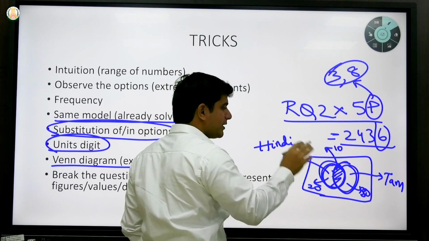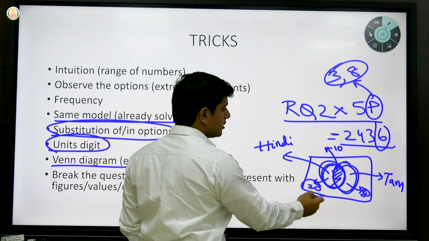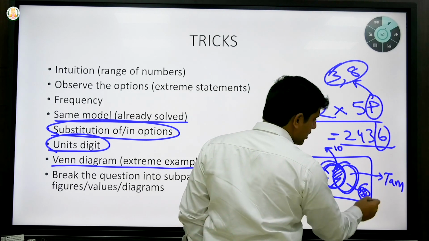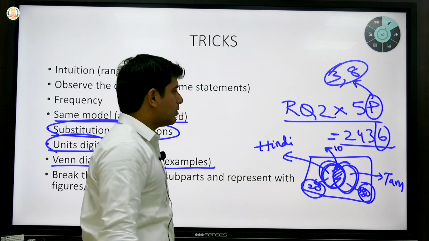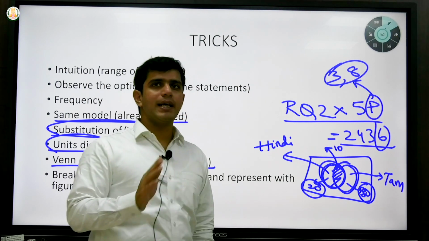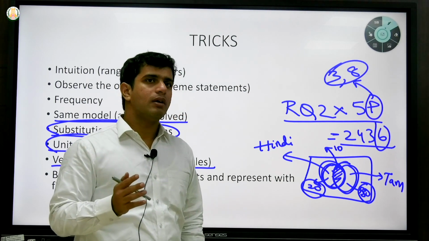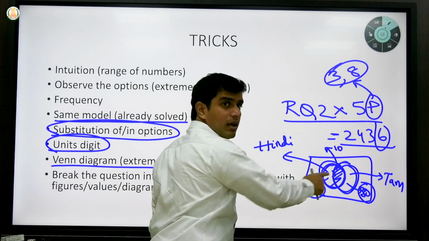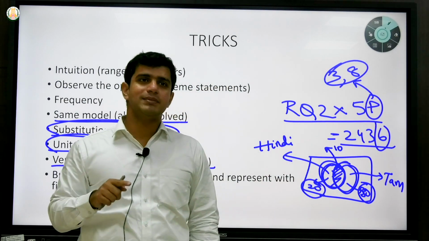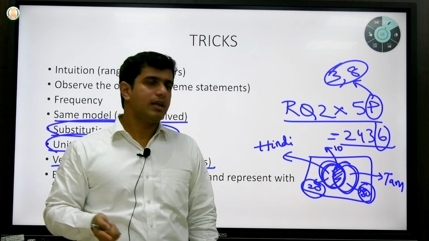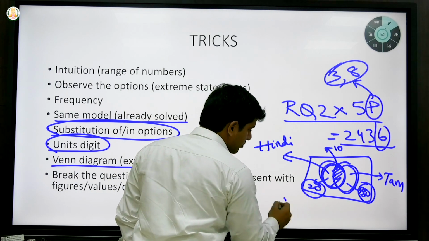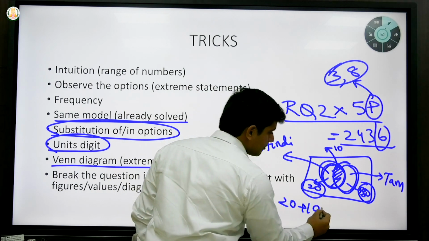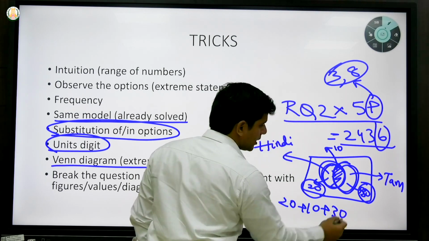But if they ask how many can speak only Hindi, it will be 20, and how many can speak only Tamil, it will be 30. Now if they ask how many can speak Hindi and Tamil, it will be 10. Another statement is how many can speak Hindi or Tamil. Then the answer will be 20 plus 10 plus 30, that is 60.